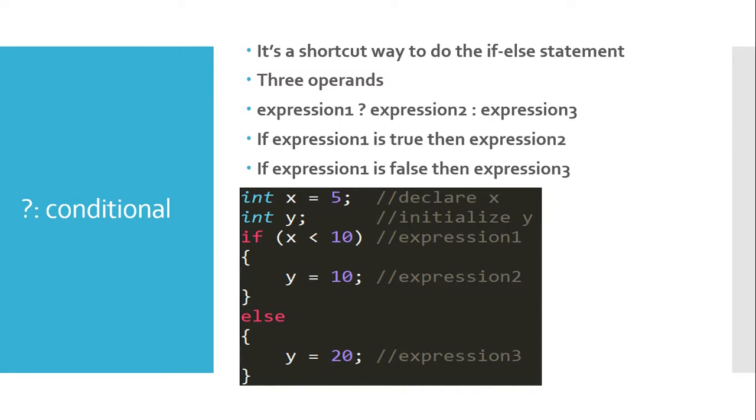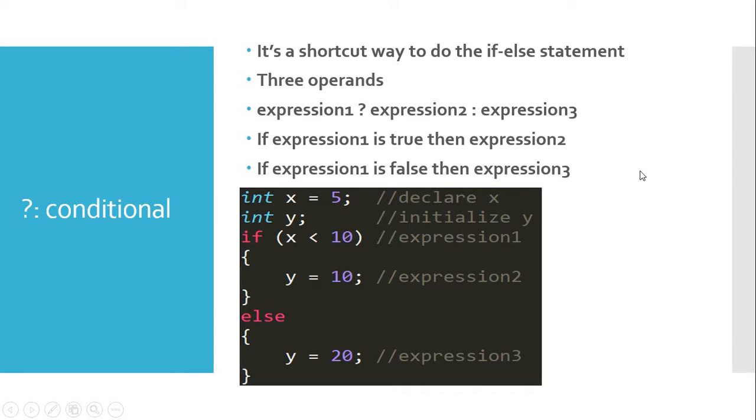All right, so our next one is that question mark colon conditional, right? It's a shortcut way to do an if-else statement. It has 3 operands, okay? Expression 1, expression 2, and expression 3. So when you translate it, in the if clause you've got this expression, that will be expression 1. If expression 1 is true, then expression 2 is what you go to. If expression 1 is false, then you go to expression 3.